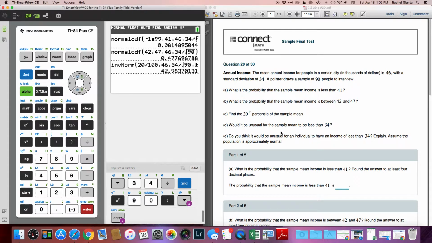Part D, would it be unusual? If it's would it be unusual, it is asking you for a probability. That word probability doesn't show up there, but you follow the same rules for probability.